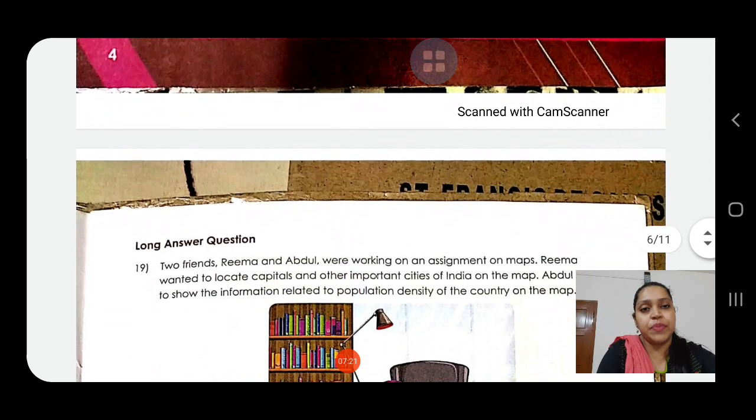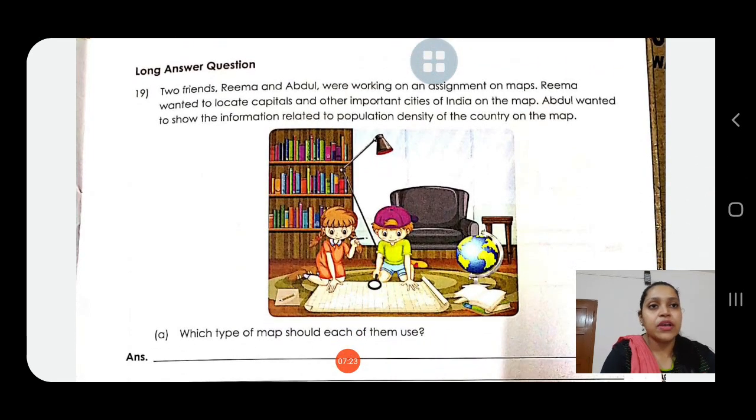Then we come to the next page, which is page number 5. All of you turn to page number 5 and you can see there's a long answer question. And you can see a picture, and the picture is of 2 friends. It's given, 2 friends, Rima and Abdul, were working on an assignment on maps. Rima wanted to locate capitals and other important cities of India on the map. Abdul wanted to show the information related to population density of the country on the map. So, which type of map?